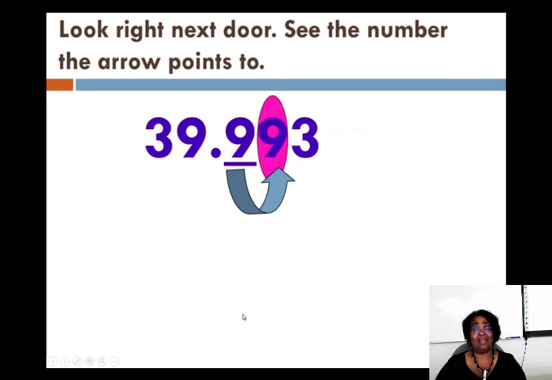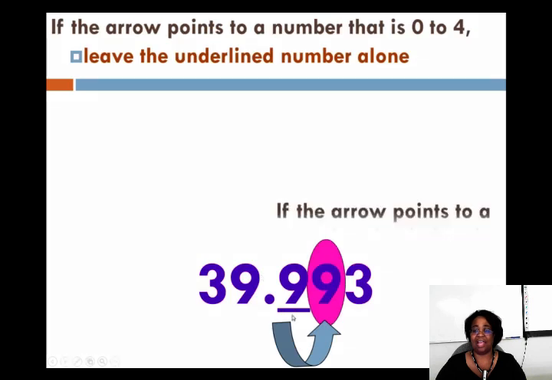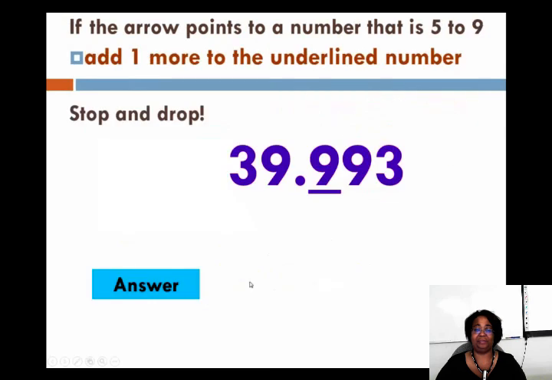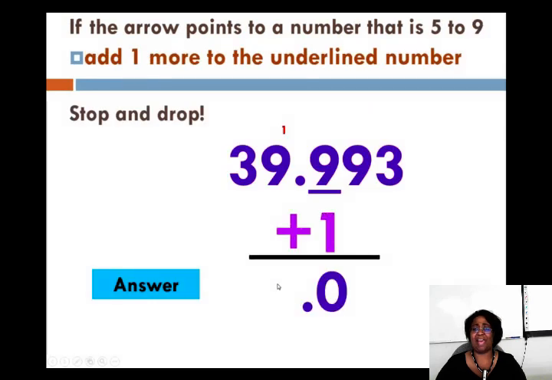Right next door is another big old 9, right? So find the number, look right next door, 4 or less, just ignore. But my situation is 5 or more. What am I supposed to do when I have 5 or more? Add one more where? Which 9? This one. So if I add one more to this 9 here, I get 9 plus 1. Ooh, 9 plus 1 is 10. So this is going to be a 0 and I carry a 1. So it becomes a math problem.